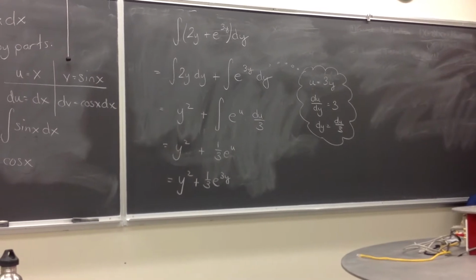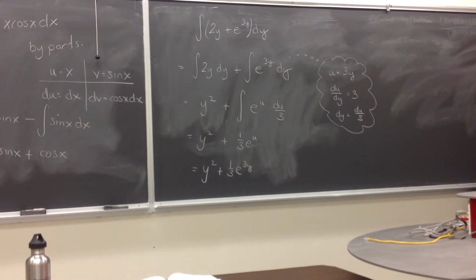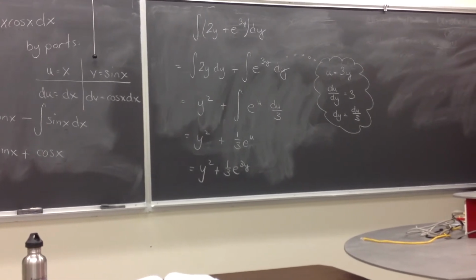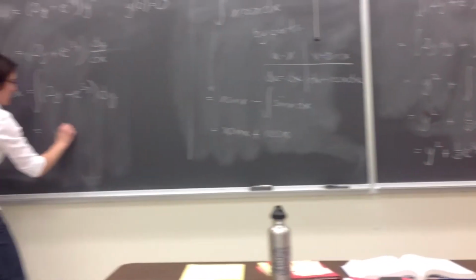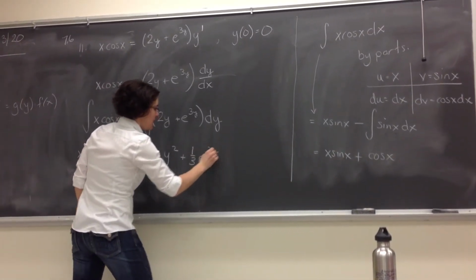All right, any questions about that antiderivative right there? Okay, so that is the right-hand side of our equation. We've got y squared plus 1/3 e to the 3y.